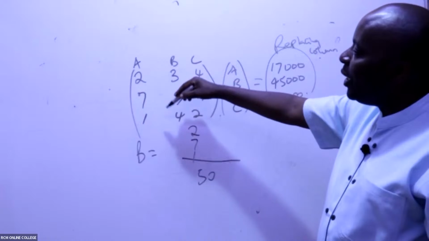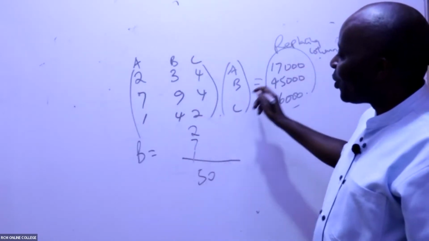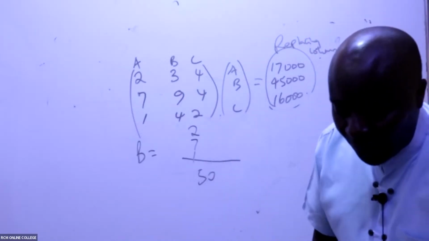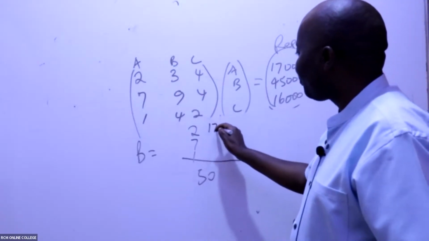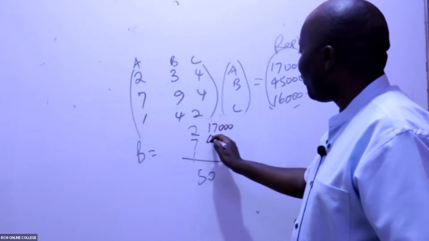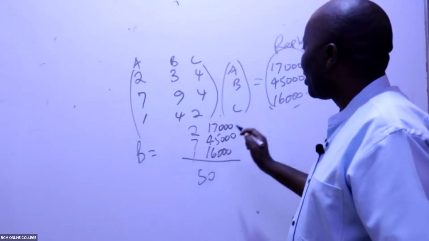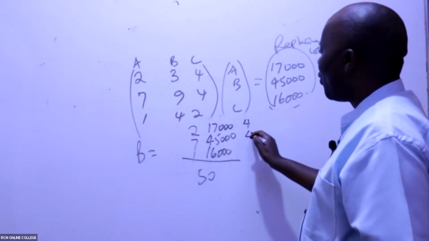it has to disappear. We need a replacement. And where is the replacement? It is this one. So the second column here is what we shall have being taken over by that replacement, which is 17,000, 45,000, 16,000. And then what happens in the column of C? These remain 4, 4, 2 like that.